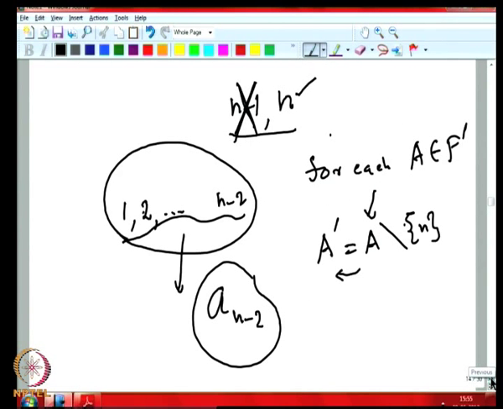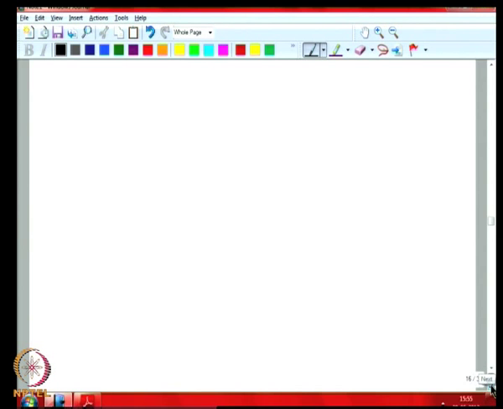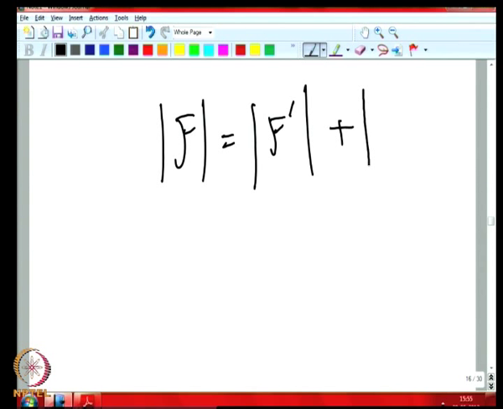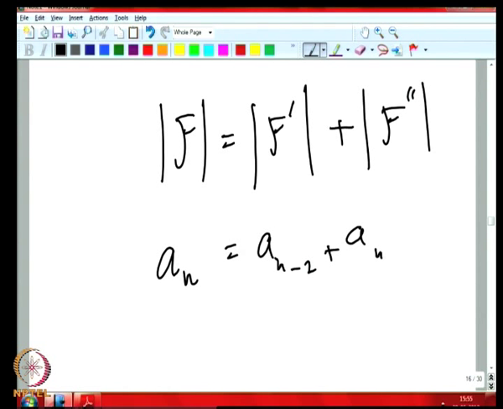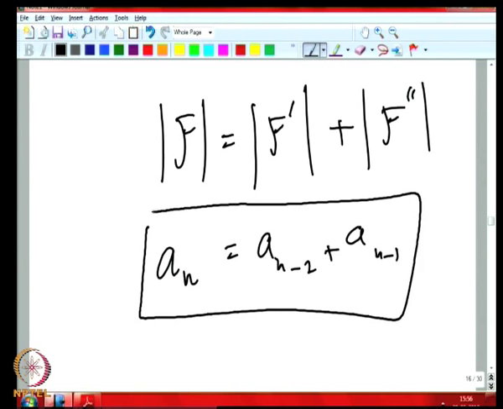Therefore the cardinality of F is the cardinality of F dash plus the cardinality of F double dash. This is A n, which is A n minus 2 plus A n minus 1, as we have seen. So this satisfies the Fibonacci recurrence relation. So, no wonder we are seeing the pattern.